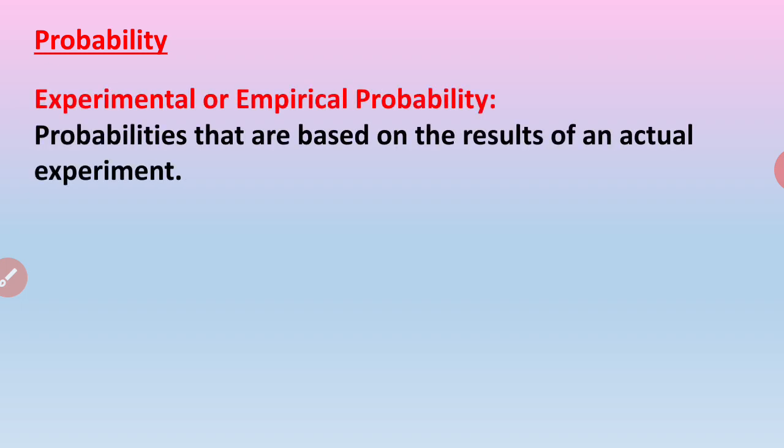Now there are two types of probability. One is experimental or empirical probability. It is defined as probabilities that are based on the results of an actual experiment. In this, you are actually doing the experiment, collecting the data, and whatever data you get, based on it, if you calculate, you get the experimental or empirical probability.